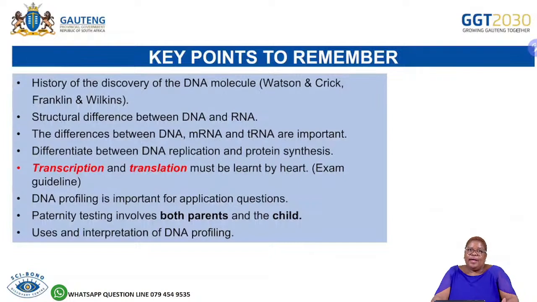Key points to remember. Now, as I conclude on the key points to remember, girls and boys, for DNA, code of life. Remember, you started with revision of the cell up to protein synthesis. So these are the key points to remember. You need to remember the history of the discovery of the DNA molecule. You need to know the scientists who discovered it: Watson and Crick. We've got Franklin and Wilkins. So you can get those type of questions in your multiple choice questions.